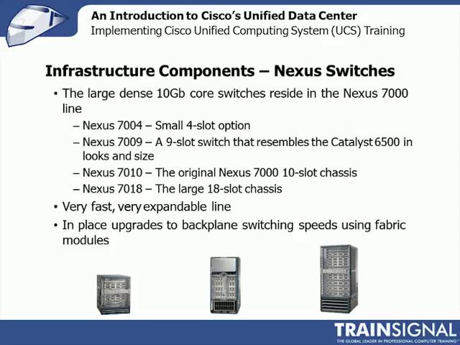The 7009 isn't really, it's only 1 slot smaller than a 10, but it's a good bit smaller in physical footprint. They've shrunk that switch down so it looks kind of like a 6509. The original 7010 takes up almost half a rack just by itself. So these are very fast, very expandable, and you can do in-place upgrades to backplane switching speeds using what we call fabric modules. On the back of the switches we have fabric modules. We can add more modules to add more backplane speed, or replace or upgrade them with 2nd or 3rd gen fabric modules for even faster speed.